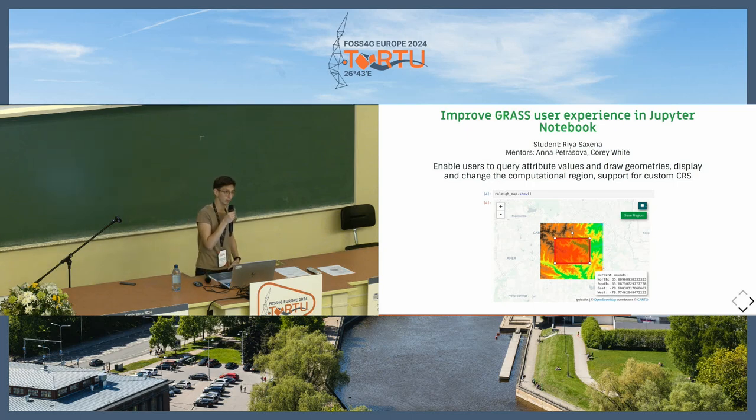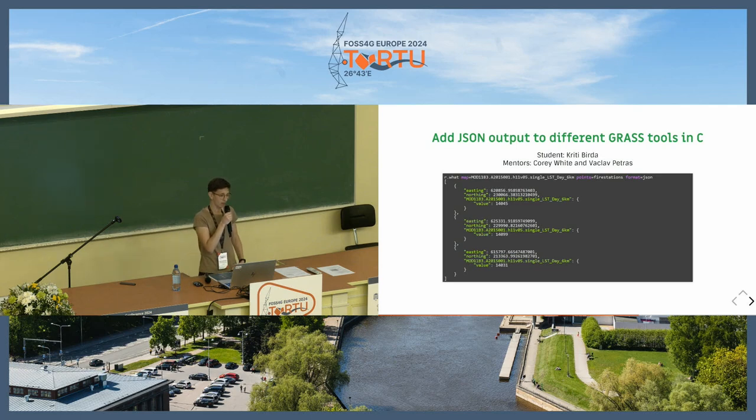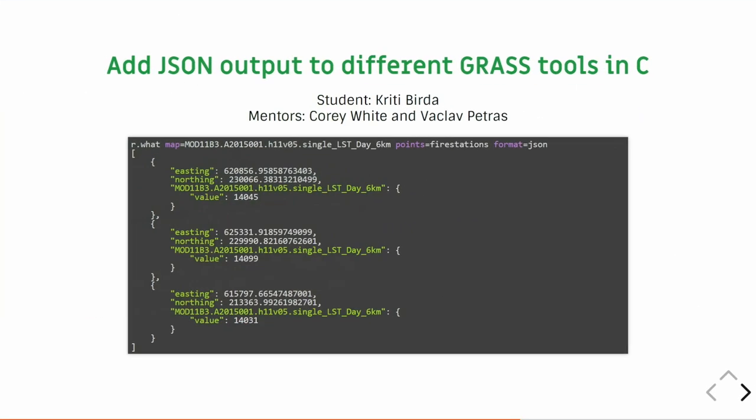Another student is working on improving the GRASS user experience in Jupyter notebooks, so to show the computational region in the interactive maps, draw polygons and set a new region from there, query, and so on. And last but not least, there's another student adding JSON output to different GRASS tools in C, in line with what I was telling you before, to streamline the usage of GRASS together with other software packages in different workflows.